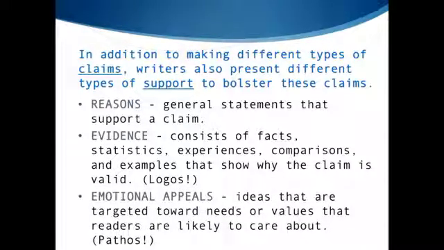Then too, in our first lecture on the subject of argument, we talked about emotional appeals, and that falls under pathos, as we talked about. So emotional appeals, those are ideas that are targeted towards needs or values that readers are likely to care about. So something that triggers emotion, that's obviously an emotional appeal. So that is in and of itself a type of support.